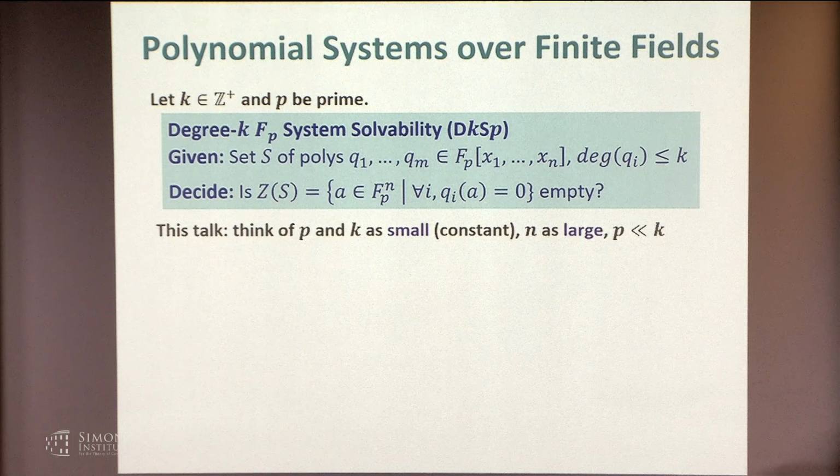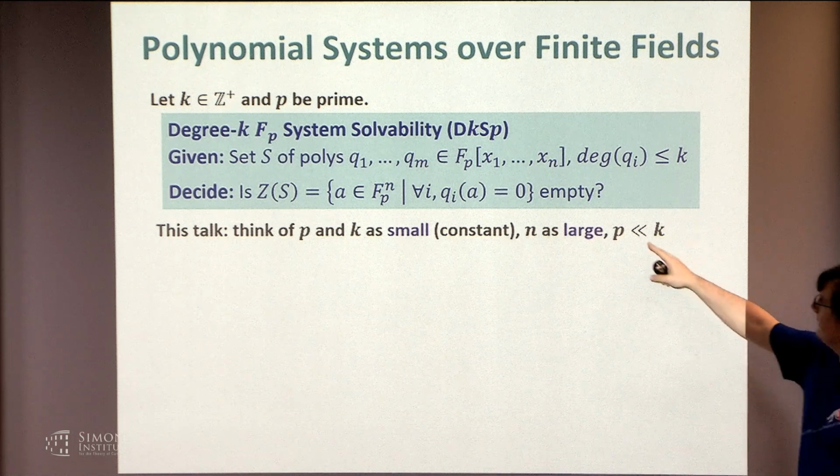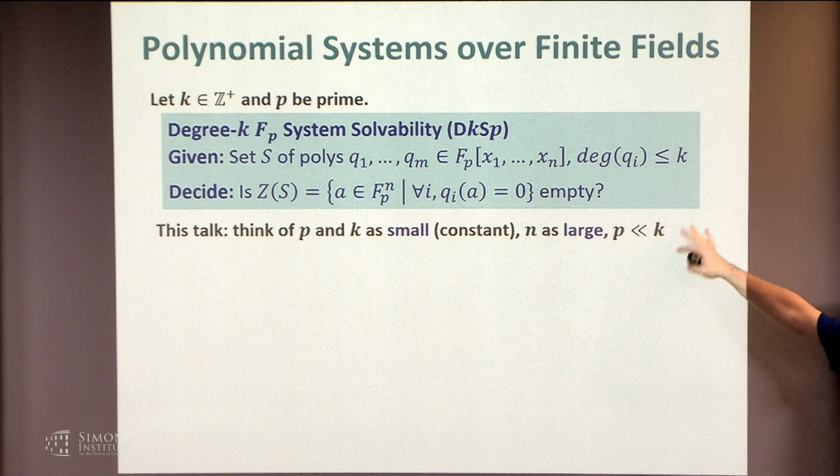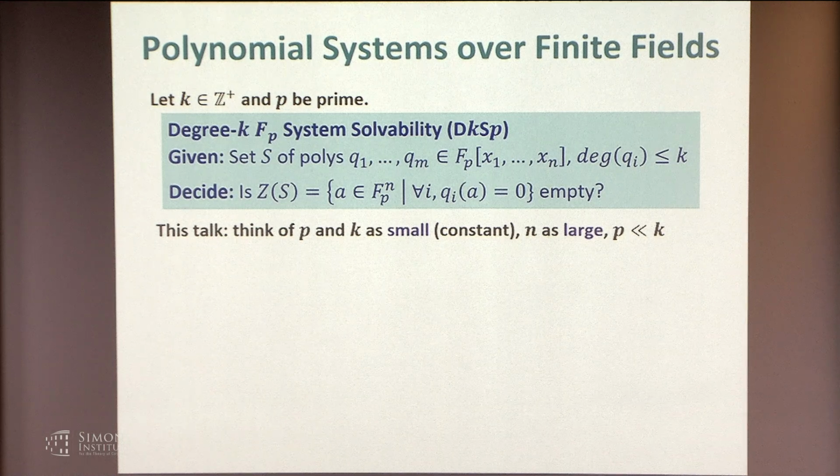In this talk we'll think of p and k as small, like constants, and n as quite large, and p is, say, smaller than k, or say much smaller than exponential in k. This particular setting of parameters is of interest for various cryptosystems, like quadratic systems of equations, where a cryptosystem is based on the hardness of solving a quadratic system.